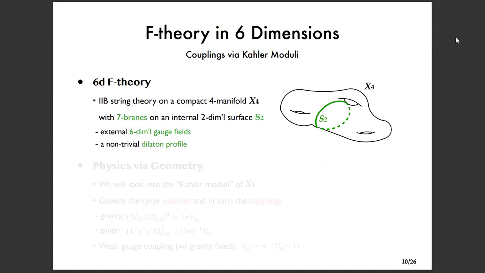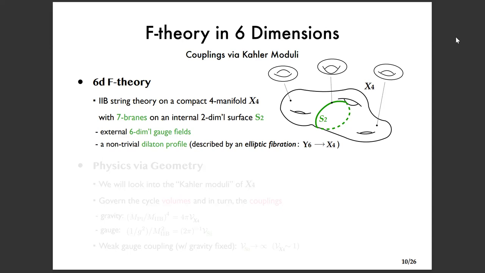As already stated, we will be considering type IIB string theory on an internal four-dimensional manifold X4, in presence of seven-branes that wrap around some internal two-dimensional cycle S2. So from the perspective of the EFT, these branes fill the entire six-dimensional space-time and give rise to the gauge fields propagating there. On the other hand, from the internal point of view, they source a non-trivial dilaton profile. And this is formally described by endowing the internal space X4 with a certain mathematical structure known as an elliptic fibration. In this talk, however, we won't talk at all about this fibration structure and we'll only analyze the internal geometry of X4 itself.